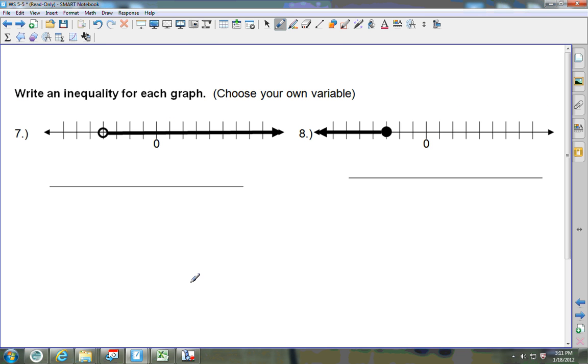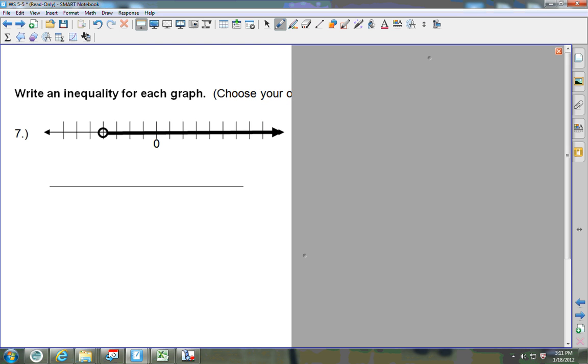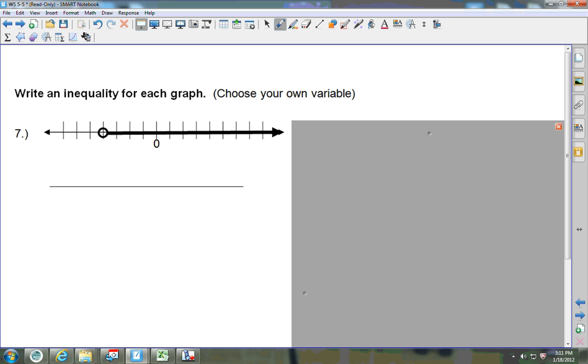Here's the next one. Let's do number 7 right here. What it tells us to do is write an inequality for each graph and choose your own variable. Meaning you can use x, y, z, k, it doesn't matter. So look at this one, pause the video, come back and see if you have the right one. I'm going to use k instead of x, it doesn't really matter.